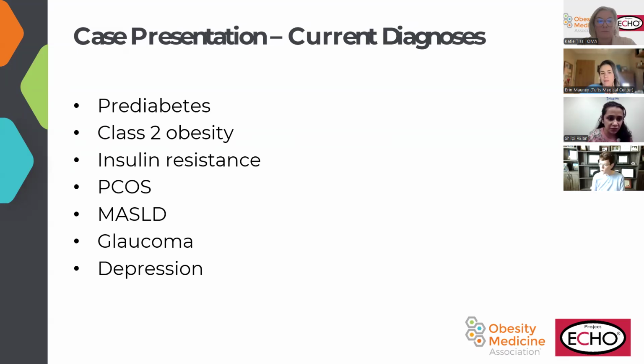So we have a case, a 15-year-old white female with the following diagnoses: pre-diabetes, class 2 obesity. She has insulin resistance based on her signs and symptoms and elevated free testosterone levels. She has PCOS. Based on her imaging and liver enzymes, she has MASLD. She also has depression and glaucoma.